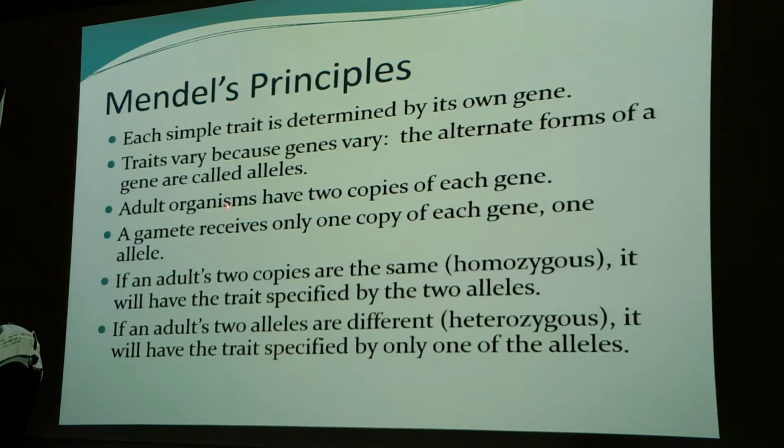Adult organisms have 2 copies of each gene. You got one from your mom, one from your dad. A gamete is produced by a certain kind of cell division. Give me an example of a gamete. You guys know what a gamete is? Sperm or an egg. And gametes are produced by a form of cell division called meiosis that only occurs in the gonads. And it results in the gamete only having 1 copy of each gene.